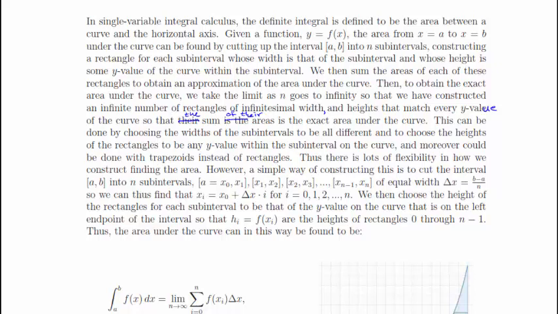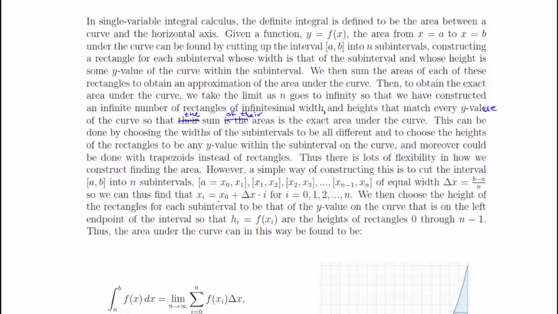However, a simple way of constructing this is to cut the interval from a to b into n subintervals: a equals x0, comma, x1, comma, x1 to x2, comma, x2 to x3, comma, etc., comma, x sub n minus 1, comma, x sub n, so that we have n subintervals of equal width. Delta x equals b minus a over n, right? So simply making it so that each of the widths is the same. And we can thus choose x sub i equals x0 plus delta x times i for i equals 0 to n.